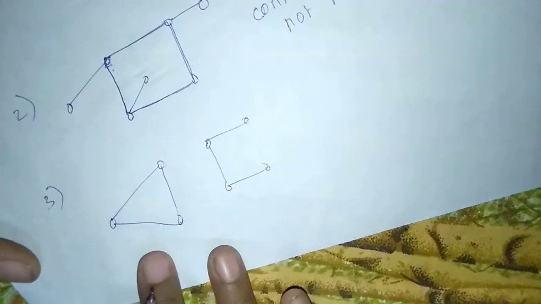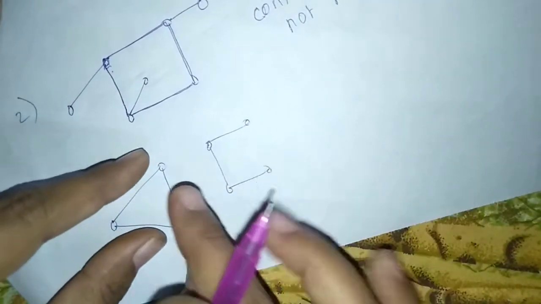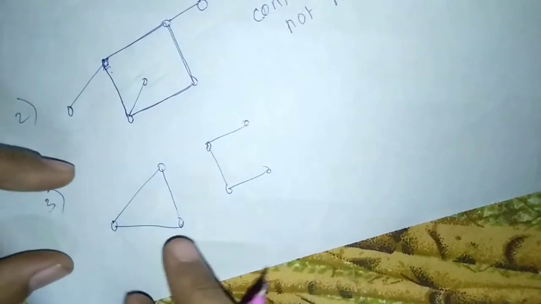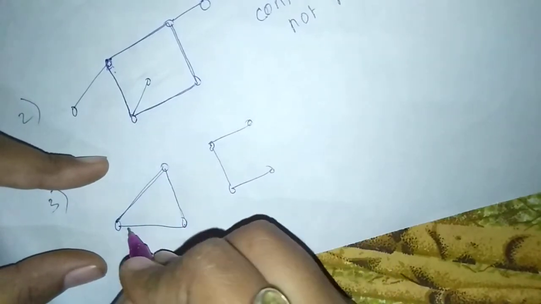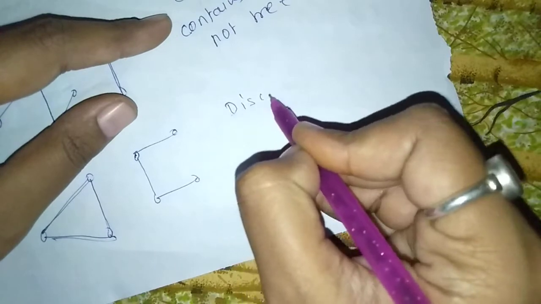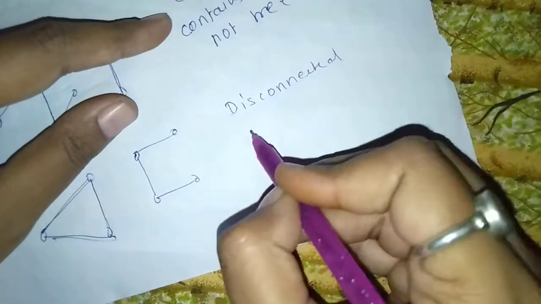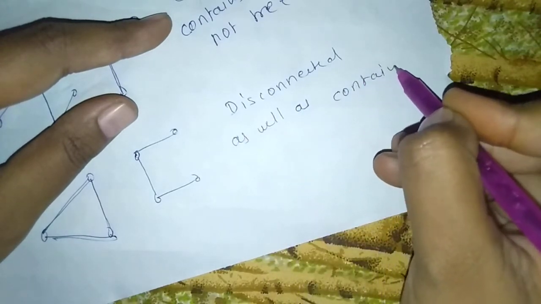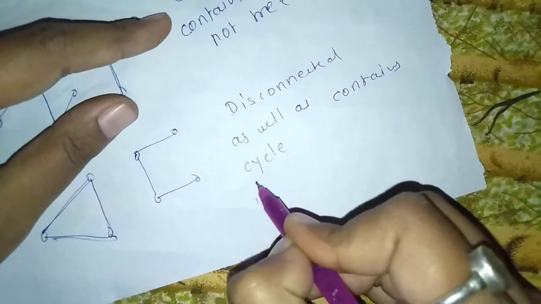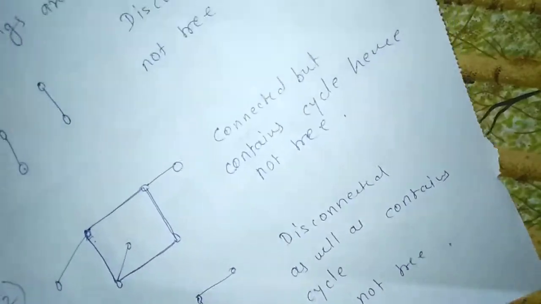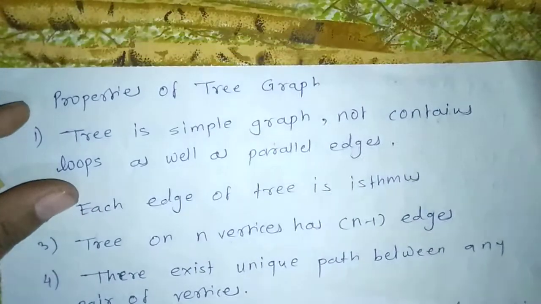Next example, so this is disconnected. Also this contains a cycle. Disconnected means this vertex and this vertex have no edge. So this is disconnected and this is nothing but this cycle. So this graph is disconnected. Also it contains a cycle. So this is not a tree. Disconnected as well as contains cycle, therefore not a tree.